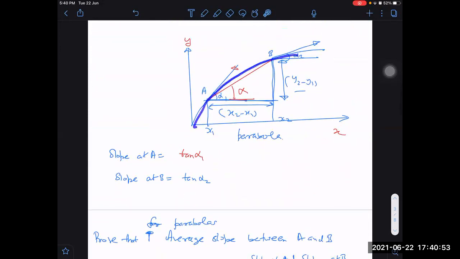Next, what I explained here. Here I gave you another tip. I said that whenever we have a parabolic graph, then the slope at a point plus the slope at another point divided by 2 is equal to the mean slope between the points. What do you mean by mean slope? Mean slope means you connect the points directly and find the slope of that line. This is the slope of the tangent at A, this is the slope of the tangent at B, and this is the mean slope. Okay.